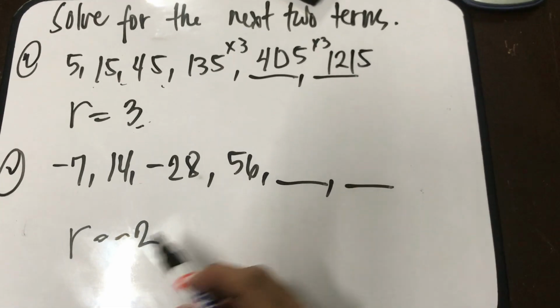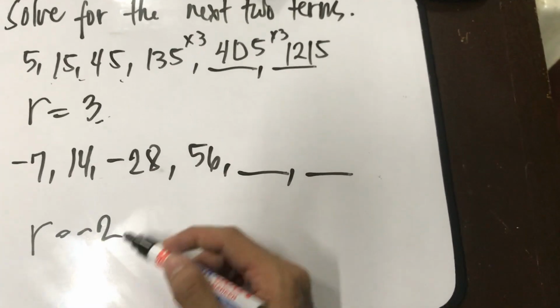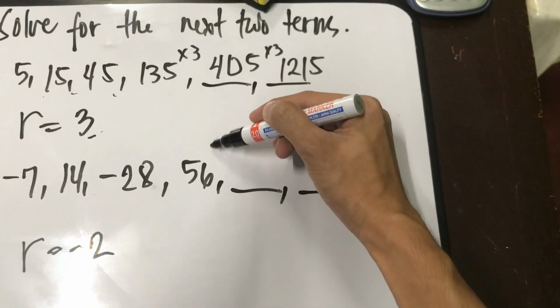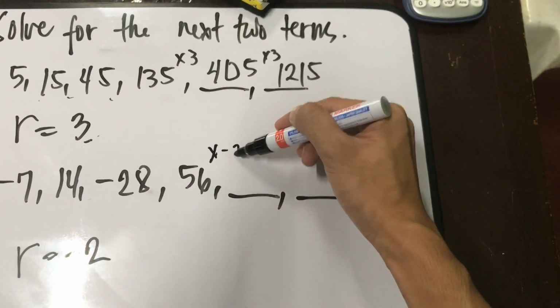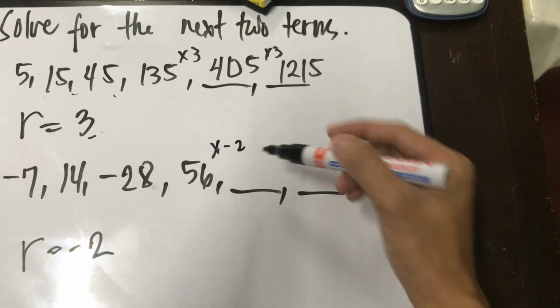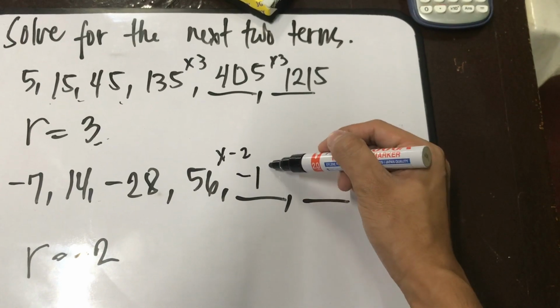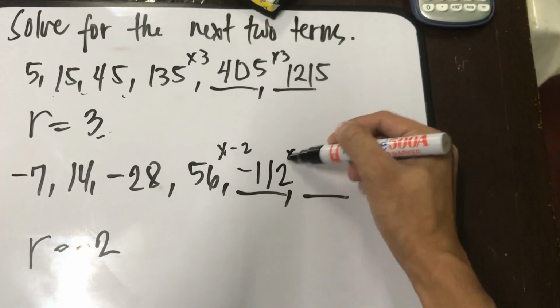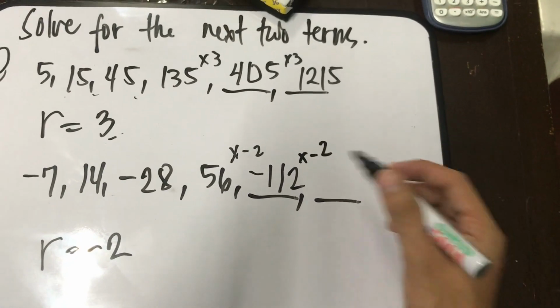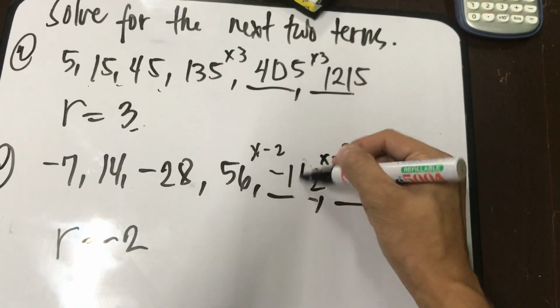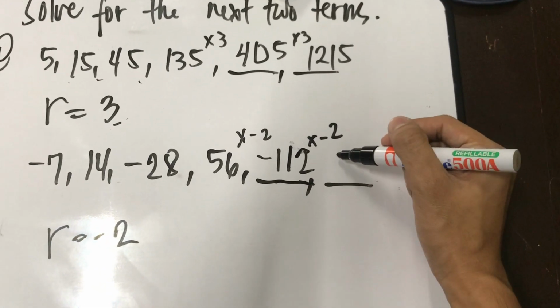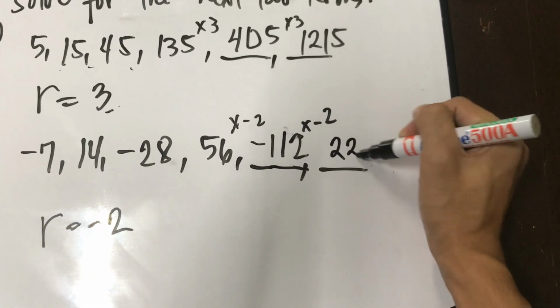Let's solve for number 2. Sabi natin dito, ang common ratio natin is negative 2. So, yung 56, imumultiply natin by negative 2. That is negative 112. And negative 112 times negative 2, that is ilan? That is positive 224.